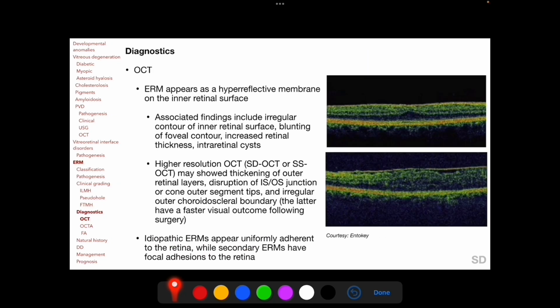On optical coherence tomography, an epiretinal membrane appears as a hyperreflective membrane on the inner retinal surface, as seen here in these two OCT images. Associated findings include irregular contour of inner retinal surface, blunting of foveal contour, increased retinal thickness, and intraretinal cysts. Idiopathic epiretinal membranes appear uniformly adherent to the underlying retina, as seen here in this OCT image, while secondary epiretinal membranes, as seen here in this OCT image, demonstrate focal adhesions to the underlying retina, and this is important to remember.